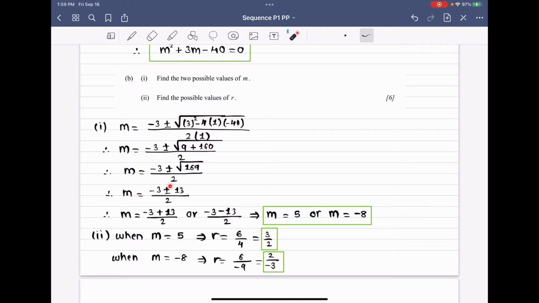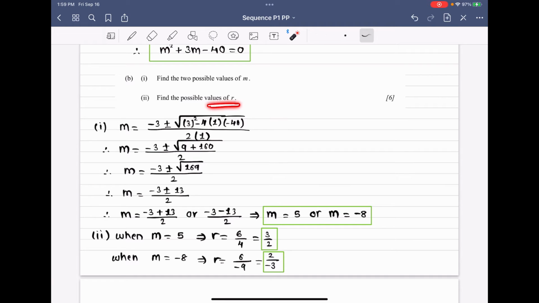Negative 3 plus or minus 13 divided by 2. Once you do the positive, once you do the negative. Negative 3 plus 13 over 2 or negative 3 minus 13 over 2. Negative 3 plus 13 is basically 10. 10 divided by 2 is 5. And negative 3 minus 13 is negative 16, divided by 2 is negative 8. So we got two values, 5 and negative 8. Those are m values, not the ratio values.